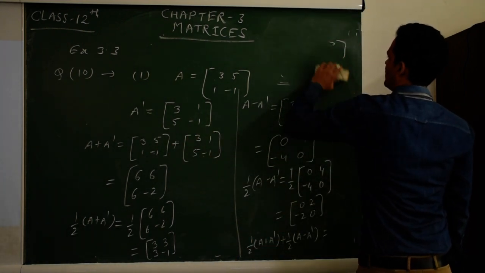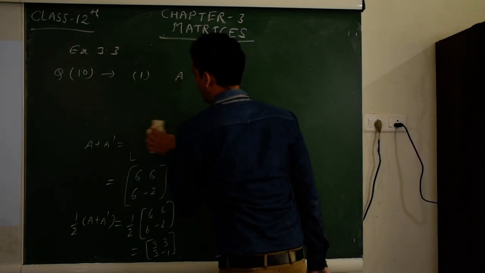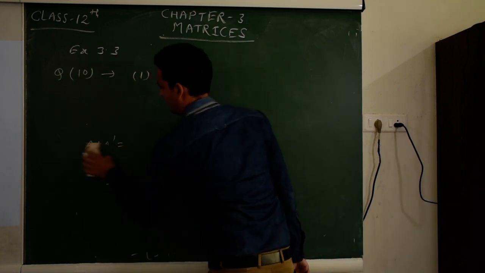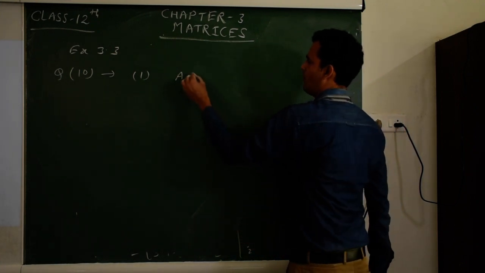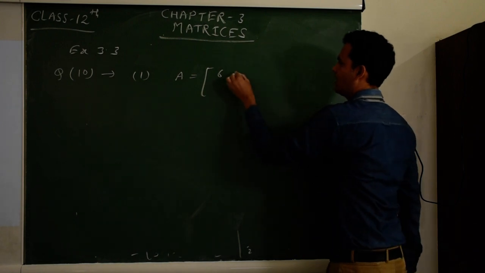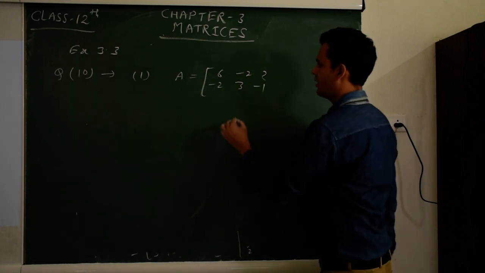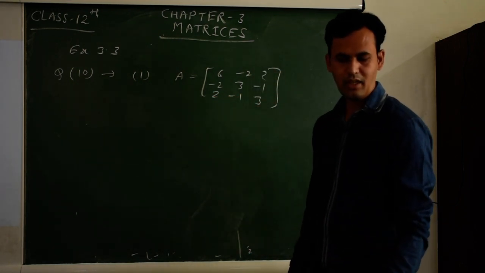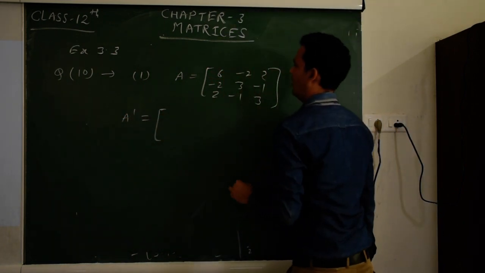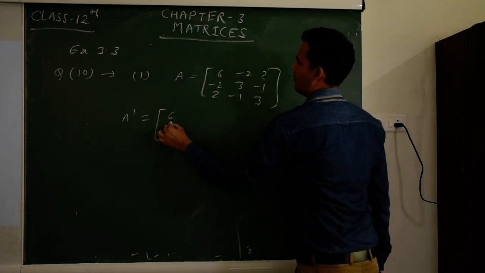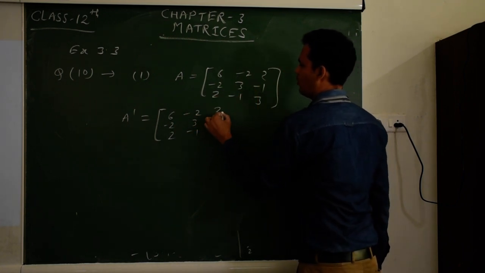Now the next and last question of this exercise. A is a 3 by 3 matrix. Question number 2. A equals [6, -2, 2; -2, 3, -1; 2, -1, 3]. Then first we find A dash. A dash is [6, -2, 2; -2, 3, -1; 2, -1, 3].